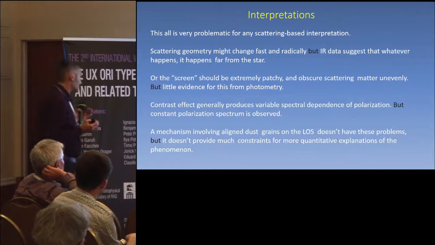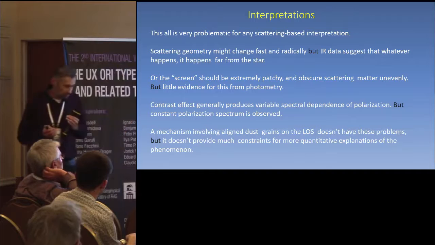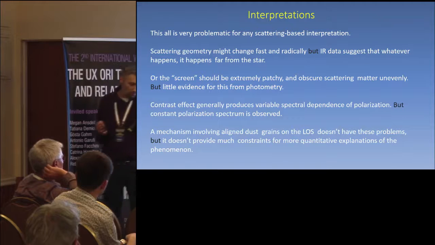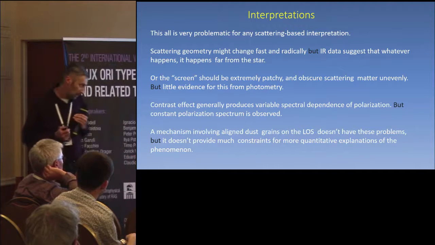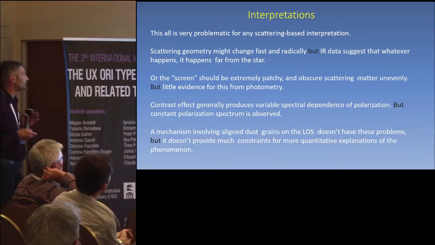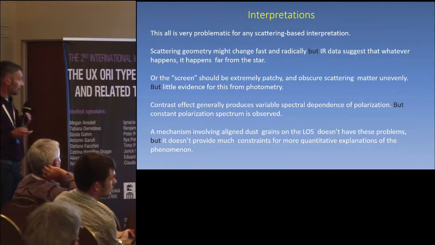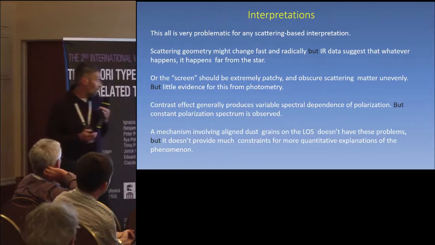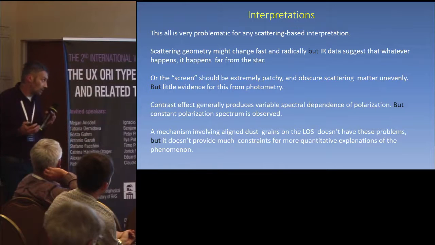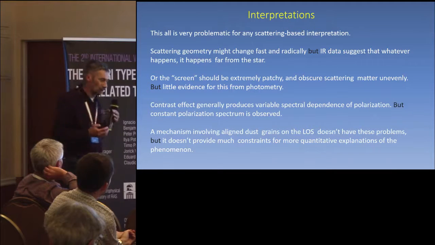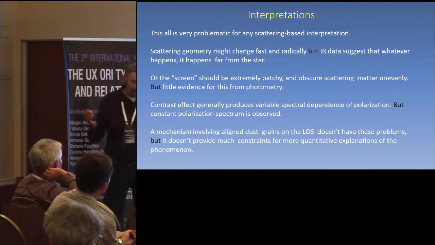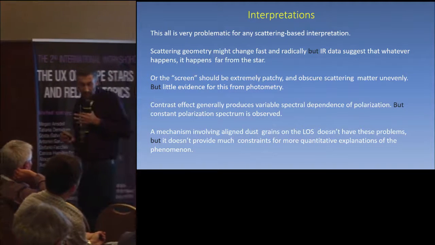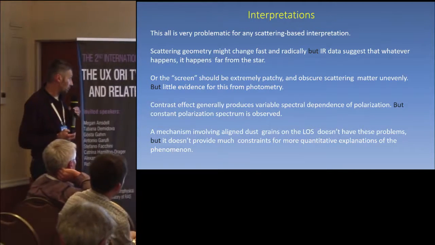As for the mechanism and interpretation of this data, they are of course quite speculative. If we stick with the scattering mechanism, the geometry of scattering matter should change very fast and radically. That is, we should go from disk shape to jet-like shape and back again randomly, which is not very plausible.